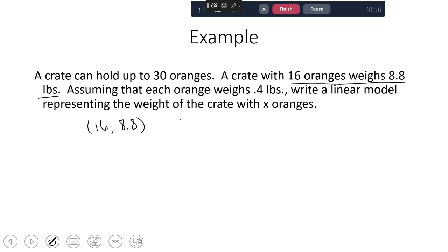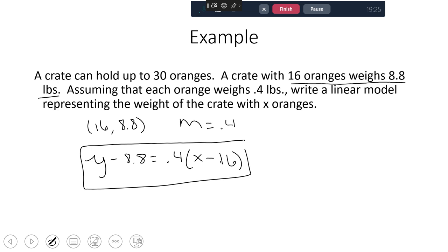So that means that my slope, or the rate of change, each time I add an orange, is 0.4 pounds. So my m is going to be 0.4. We need to write a linear model representing the weight of oranges with x. Okay, great. So we're going to do y minus, okay, what is my y value? 8.8 equals m, 0.4. And x minus my x value, which is 16. And that's it. Okay?